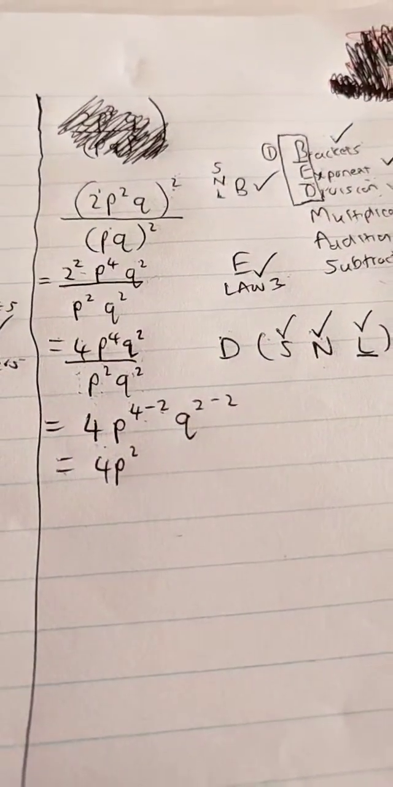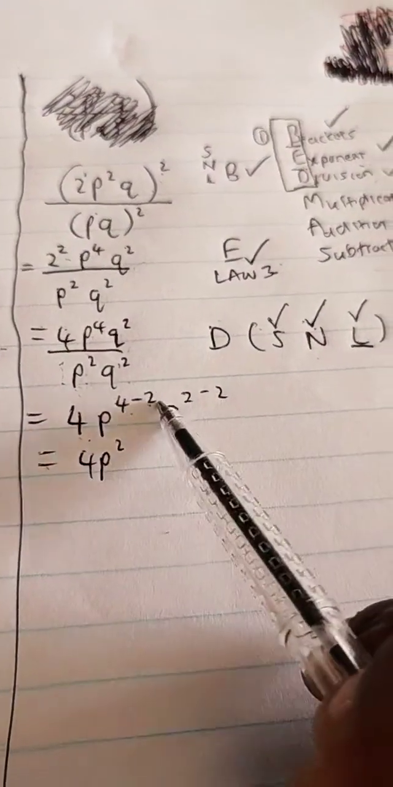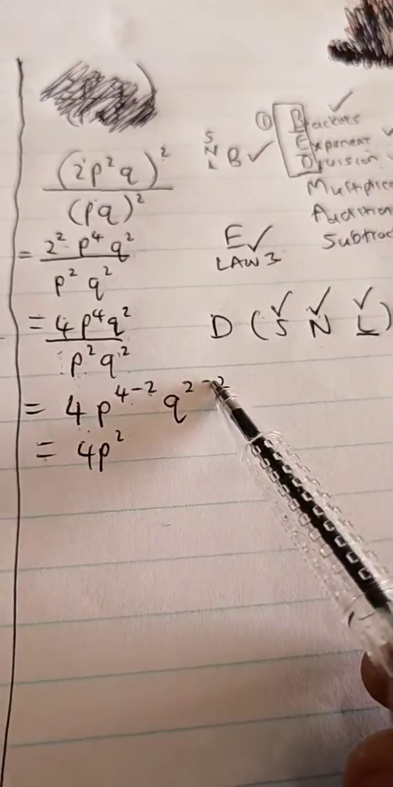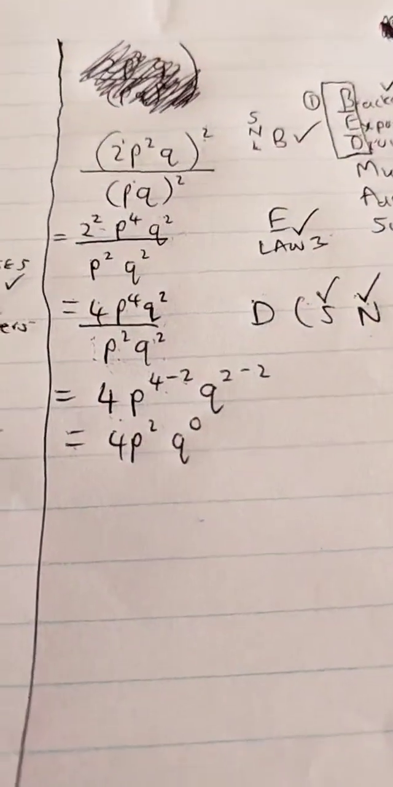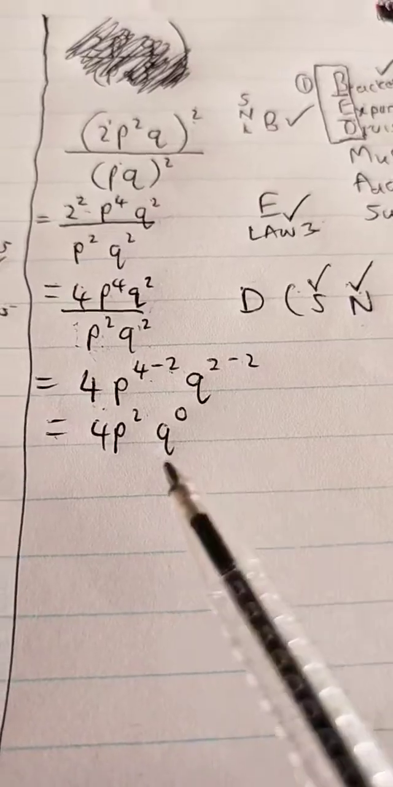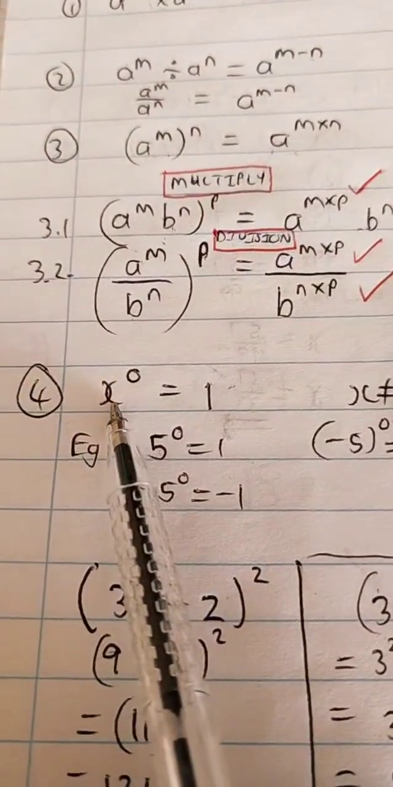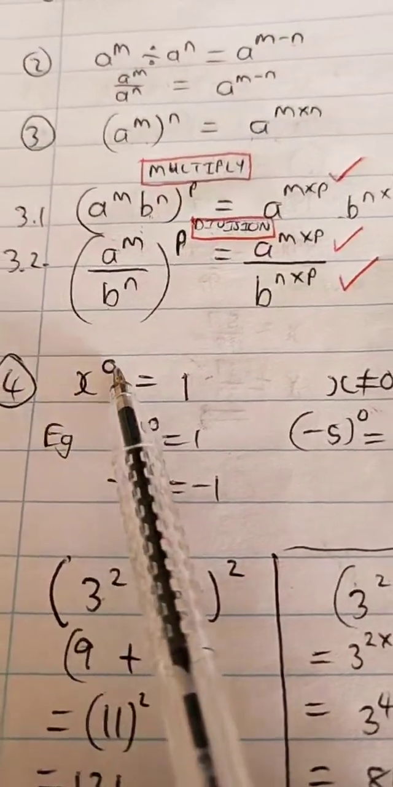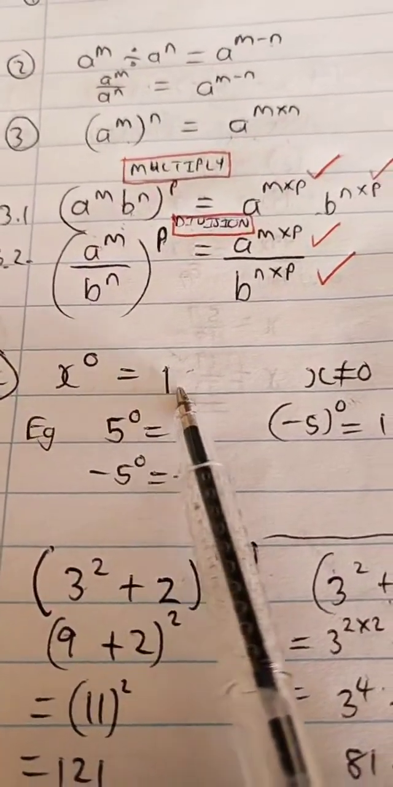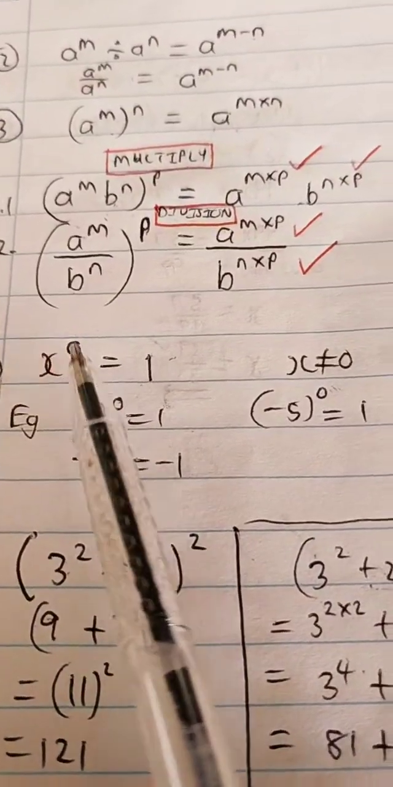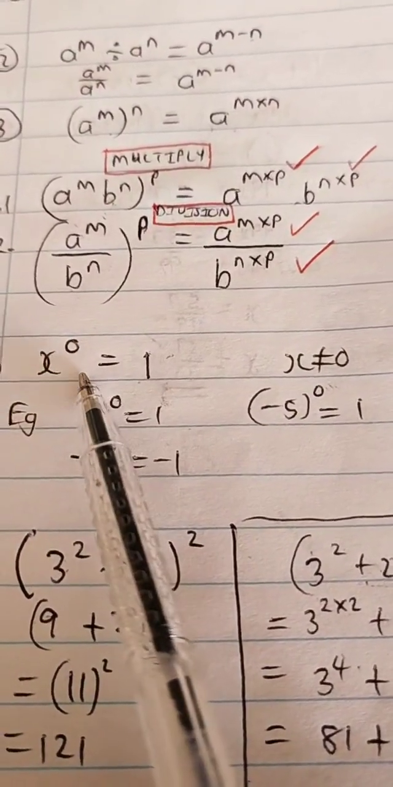4p to the power 4 minus 2. That gives us an answer of 4p squared, right? Because 4 minus 2 is 2. Then lastly, 2 minus 2: q to the power 0. But remember, guys, we know something about when a base is raised to the power 0. What do we know when a base is raised to the power 0? Any base raised to the power 0 is equal to what? Let's not forget that. Very important definition we tend to forget.